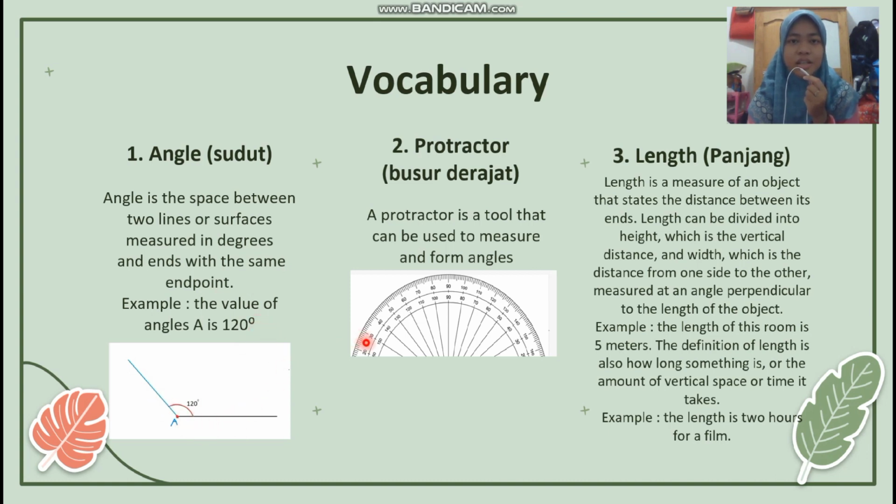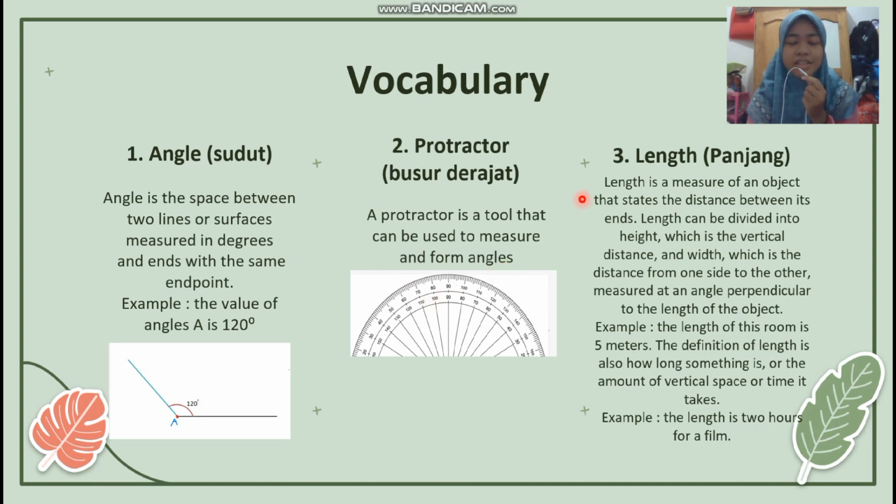The next is protractor, which means busur derajat. A protractor is a tool that can be used to measure and form angles. And this is an example of a protractor, which means busur derajat.